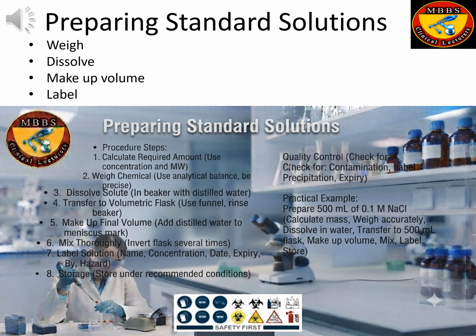Rinse the beaker to transfer all the chemical. Step 5. Make up the final volume. Add distilled water until the bottom of the meniscus reaches the calibration mark. Step 6. Mix thoroughly. Close the flask and invert it several times to ensure uniform mixing.